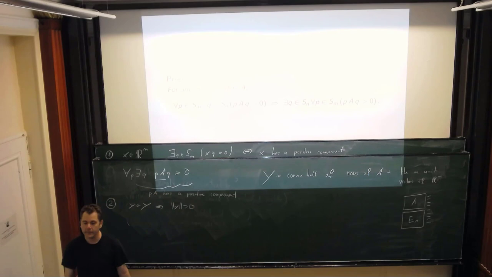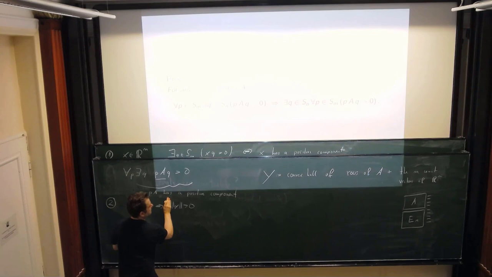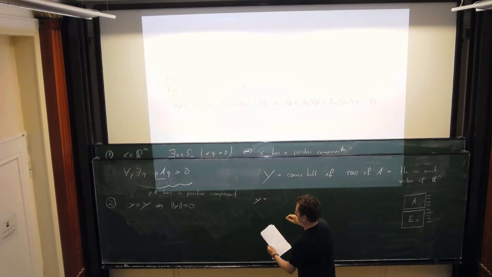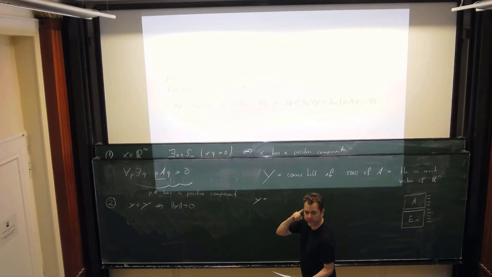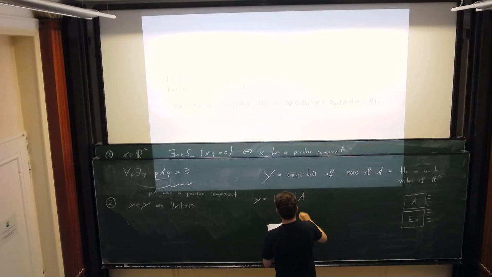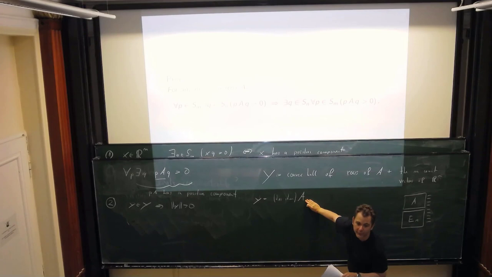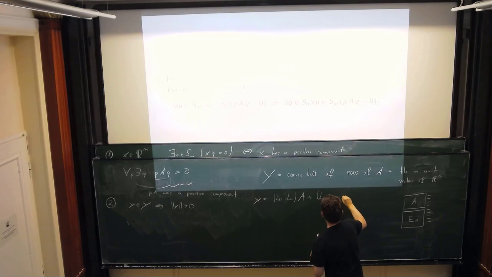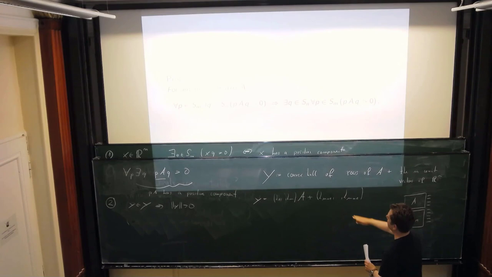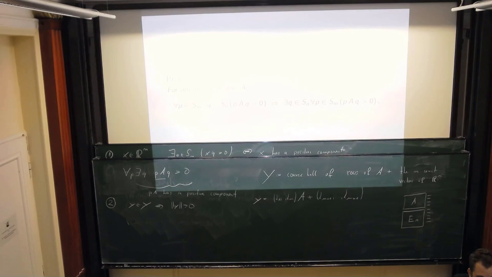So take such a y. y can be written as follows. First take a linear combination of the rows of A, that means it takes m coefficients, lambda 1 to lambda m, times A, and then take a linear combination of the rows of the unit matrix, which is just the coefficient vector itself. Okay, this is a, let's say, generic element of Y. And this should have positive norm. It's y, small y. Why? Because it has a positive component.